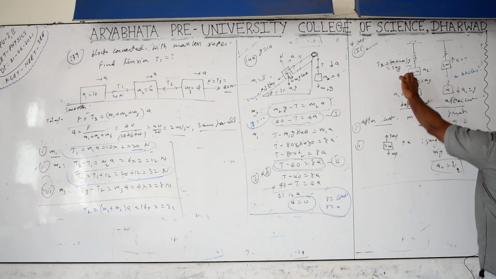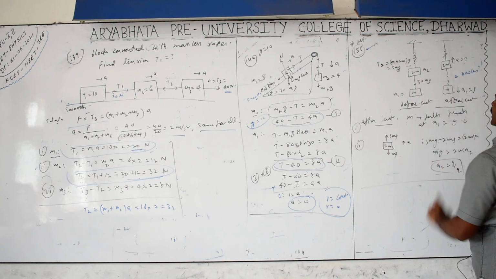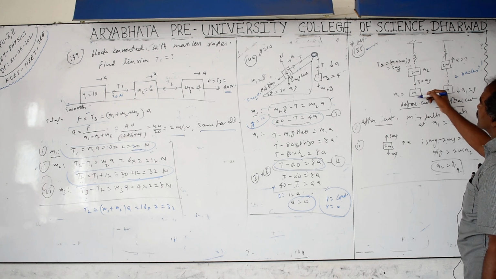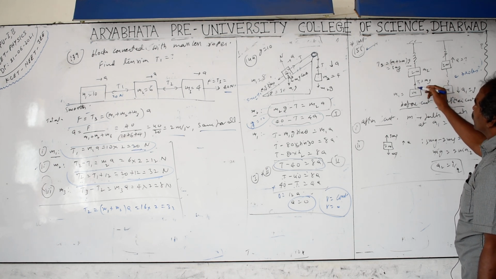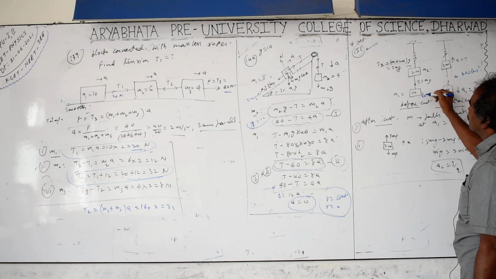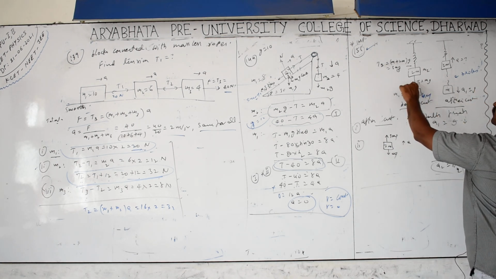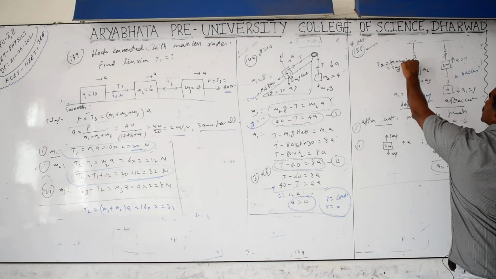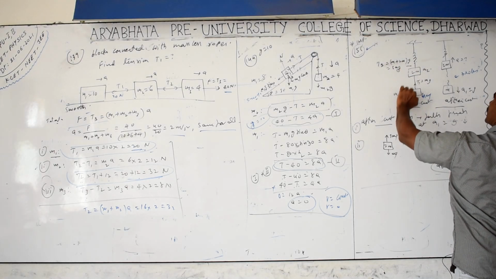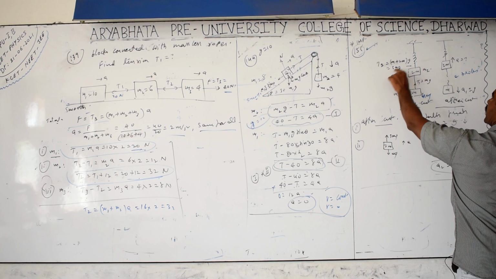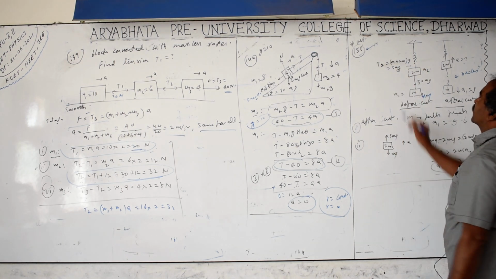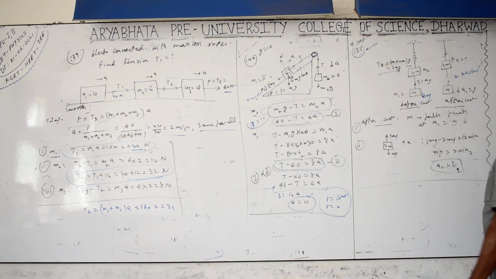When the string is not broken, tension will be there, the string will be tight. The weight acting downwards is equal to the tension between these two. T1 is only balancing the downward weight mg. Both blocks are at rest initially, so T1 equals mg. But T2 is balancing two masses, 2m plus m, into g, that means 3mg. The upward force becomes 3mg.